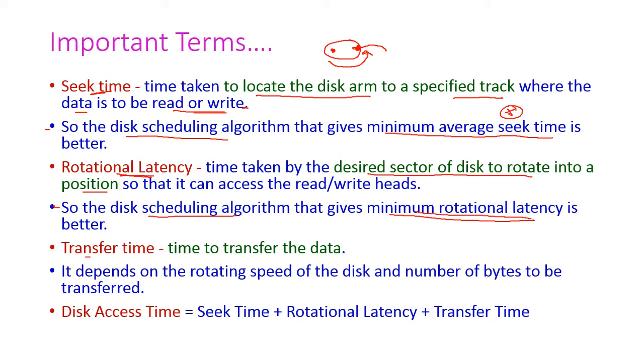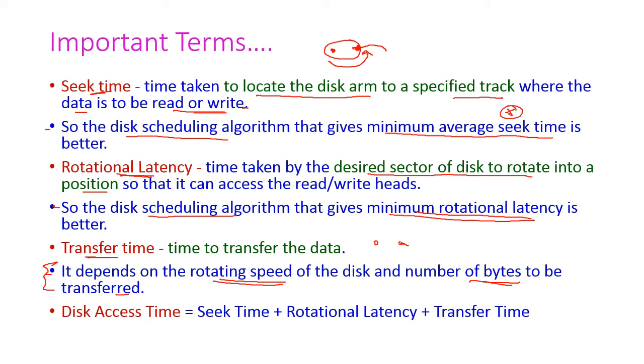Then the transfer time. Transfer time means the data transfer time from the IO device to the computer. It depends on the rotating speed of the disk and the number of bytes to be transferred. If the speed is high, then the transfer time will be reduced. If the number of bytes is reduced, that is, minimum data is to be transferred, then the transfer time will also be reduced. So this depends on the rotating speed as well as the amount of data to be transferred.